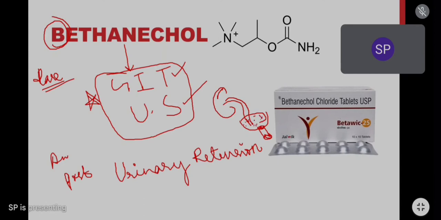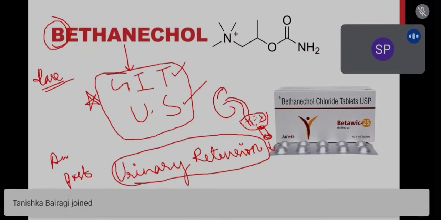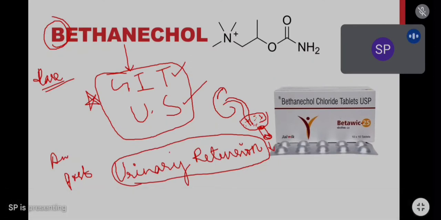The bladder will be filled. So what we can say is the loss of urine, decreased urine output, or obstruction, or inappropriate release of urine from the bladder. The urine will not come out of the bladder, and that condition is called urinary retention. Urinary retention is stoppage of urine from the bladder.